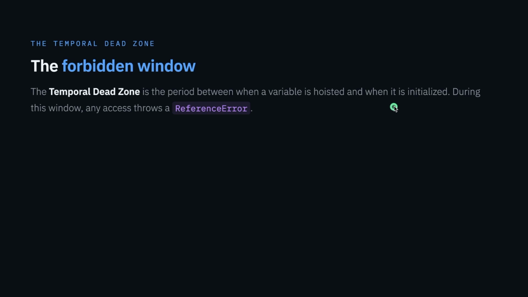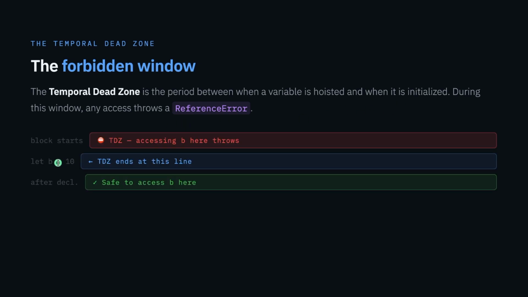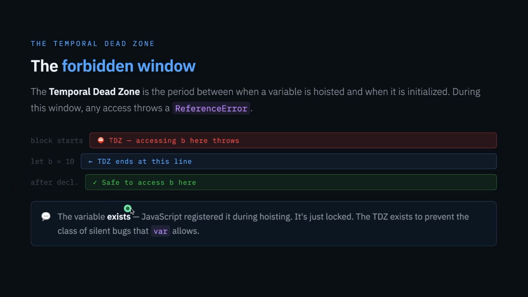And if you try to access a variable anywhere in this window, you will get a reference error. So if you have a block starting at this point and you are initializing and declaring your variable over here, then anywhere between the block start and the point where your variable has been declared would be your temporal dead zone. Basically, JavaScript has registered the variable during hoisting, but it is locked. You cannot access it in this zone.